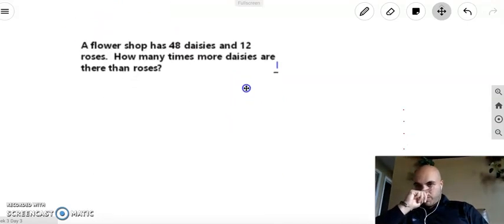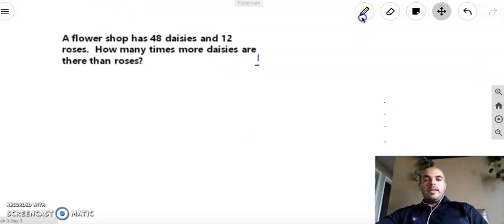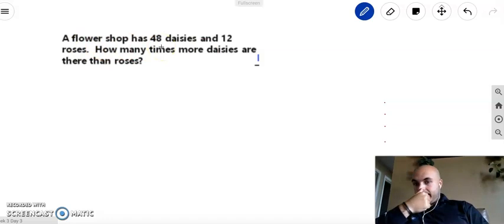Okay, so as usual, if you followed along this far, we're going to go over an example from our assessment today. So a flower shop has 48 daisies and 12 roses. How many times more daisies are there than roses? Okay, so this is dealing with our objective with multiplicative comparison.